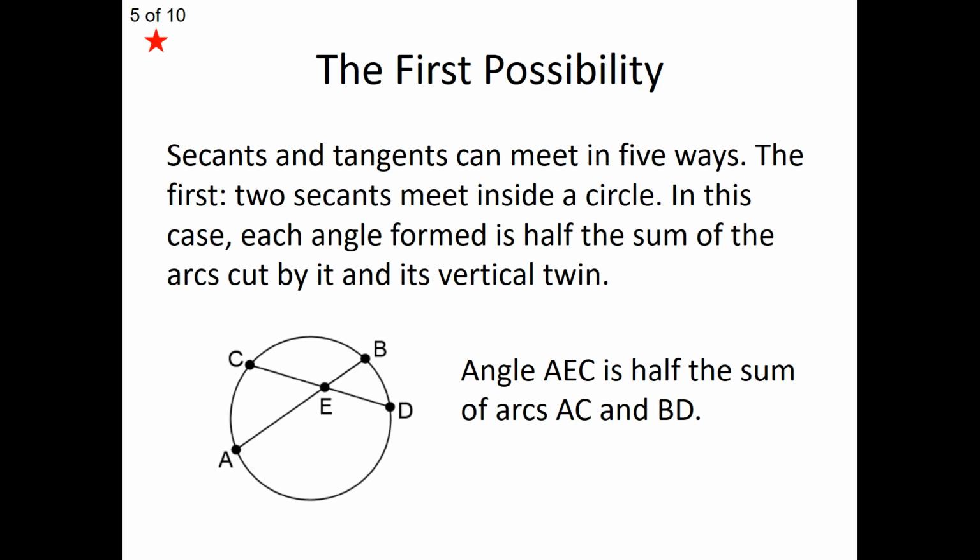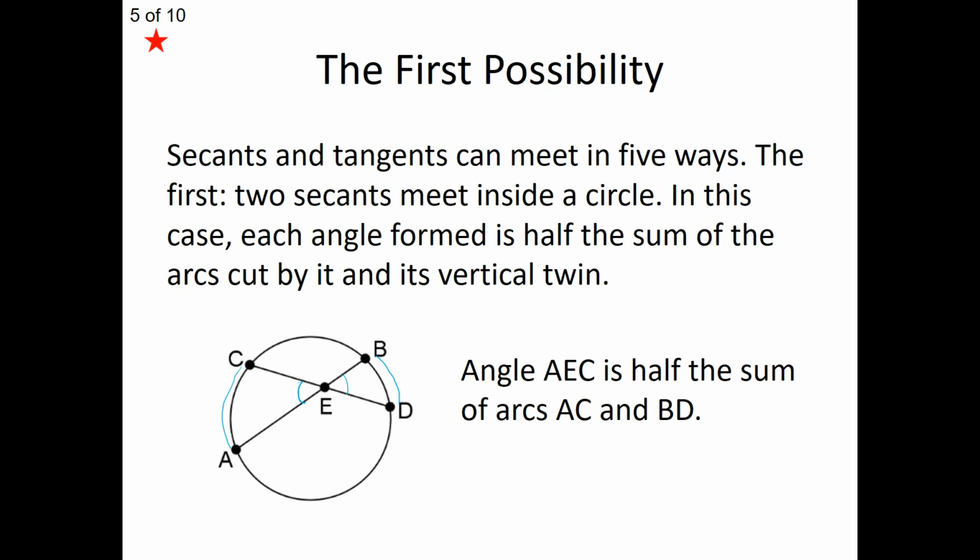So in the diagram below, we're going to refer specifically to angle AEC. That's going to be the angle of our choice. We're going to prove that angle AEC is really half the sum of arcs AC and BD. So why AC? Well, it's pretty obvious that AC is the arc that's being cut by our angle AEC. But then why BD? Well, because AEC has a vertical twin, and that vertical twin also is cutting an arc, which happens to be arc BD.